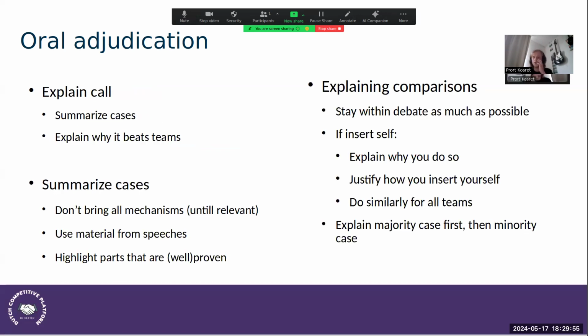Okay, what do you then do? So when you explain the call, you basically do two things. You summarize the cases that people had, and then you do a comparison. So explain why one team or why one case beats another case from another team. How do you then summarize cases?